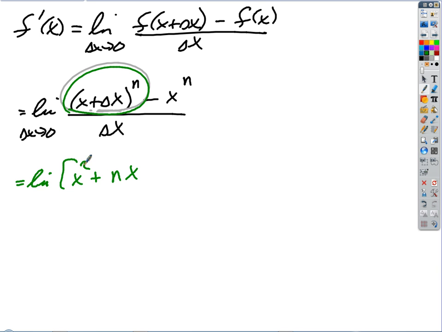Excuse me, x. Strike that. X to the what there? N, not x squared, we did that last time. X to the n plus n times x to one less than that, times delta x to the 1, plus, and we don't even have to get specific. We have that binomial formula to rely on if we want to.